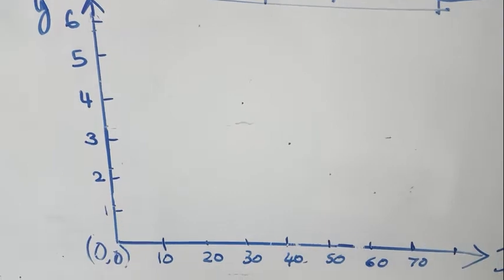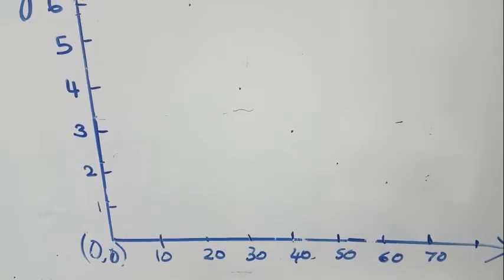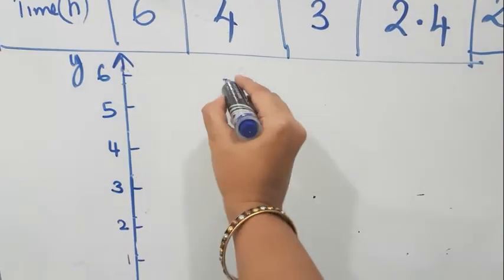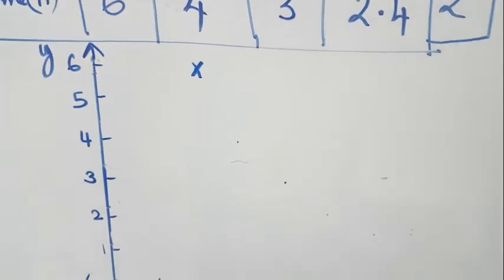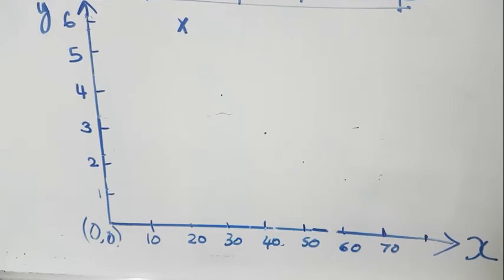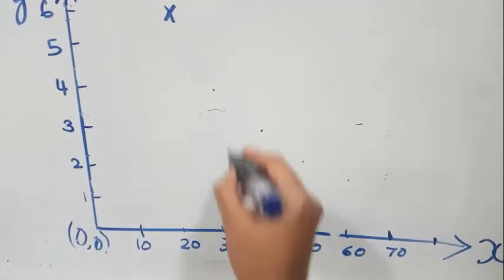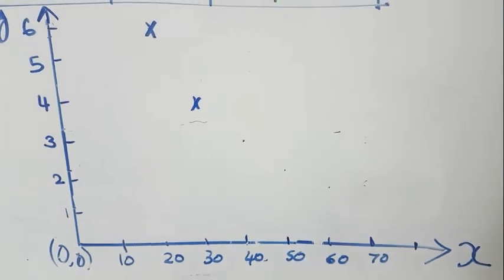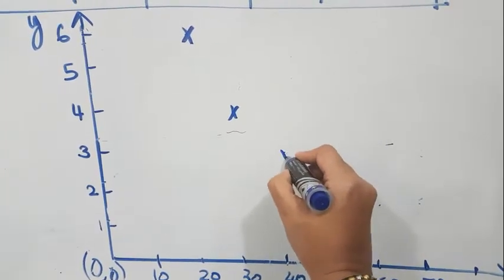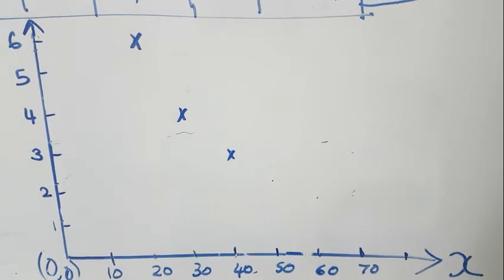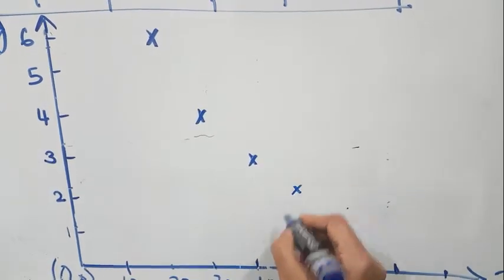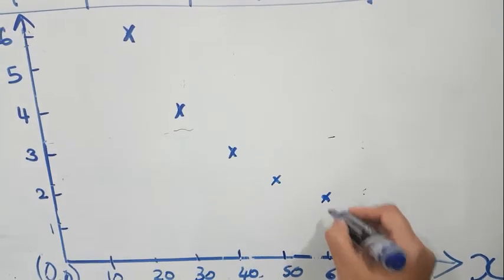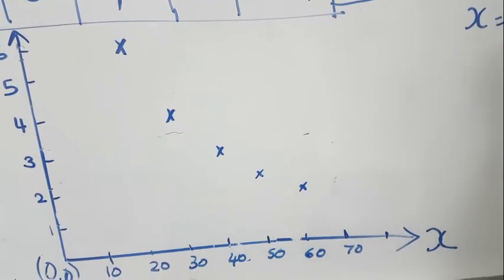So when it is 20 kilometer per hour, it is given that 6 hours. So you mark a point for 20. Then the second point, when the speed is 30, it is 4 hours. When the speed is 40, it is 3 hours. And when it is 50, it is 2.4. And when it is 60, it is 2 hours. So we have the points.